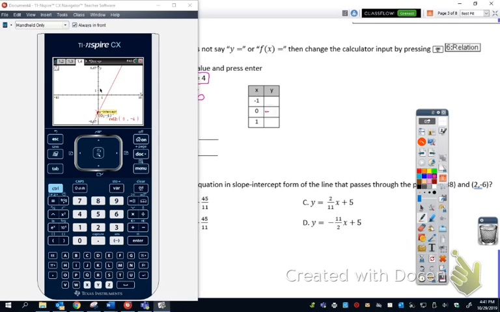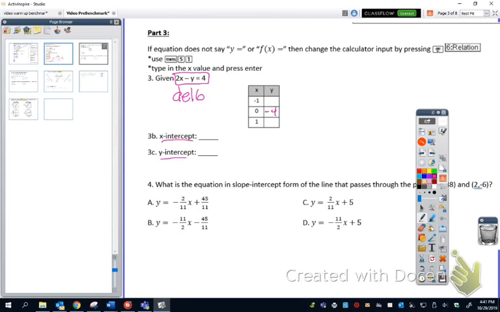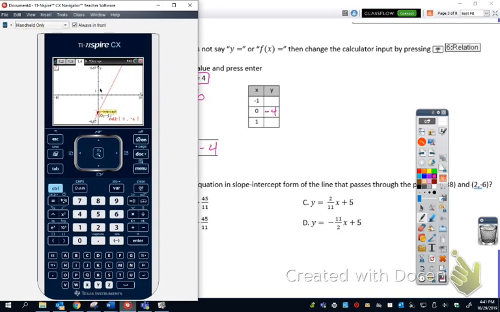So 0 goes with negative 4, that is my y-intercept. So my y-intercept is negative 4. And then I can go up to the 0, which is 2.